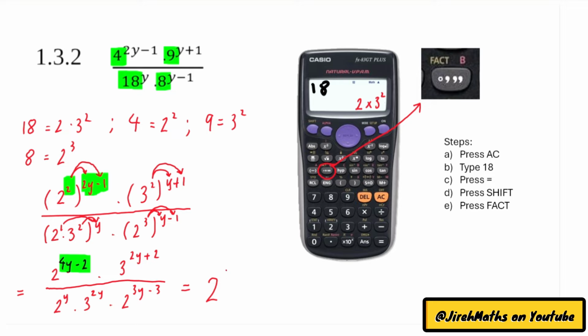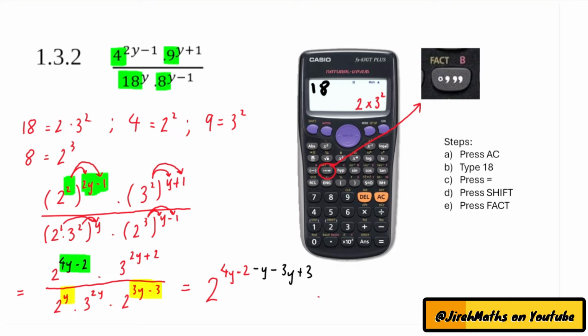So here we can write 4y minus 2. For powers in the bottom, we need to change the sign. So that y and that 3y minus 3, the signs need to change. So that becomes minus y and minus 3y. The minus 3 changes to a plus 3. Everything in the bottom, the sign needs to change.